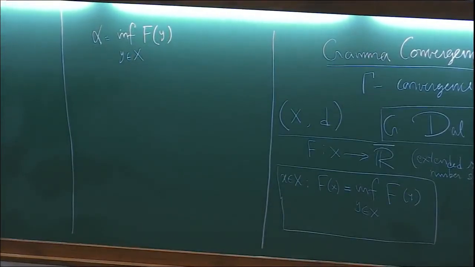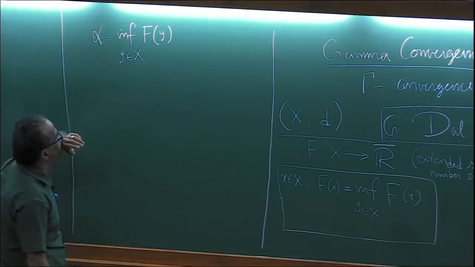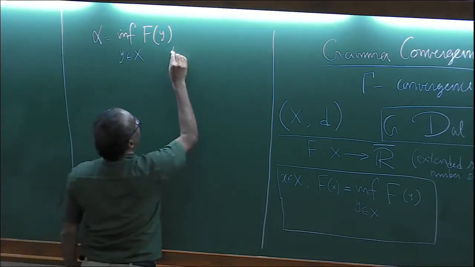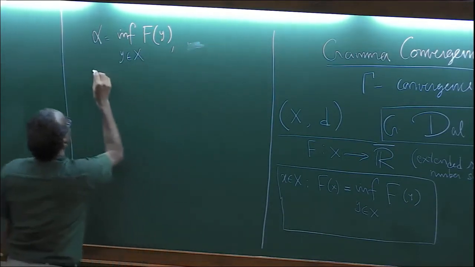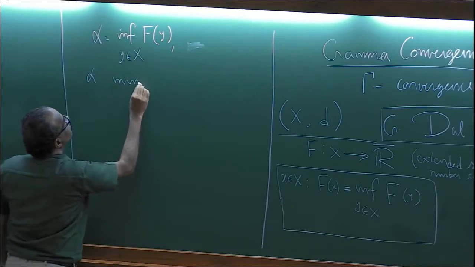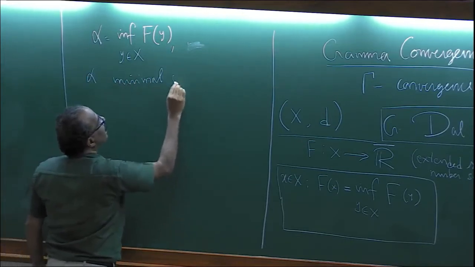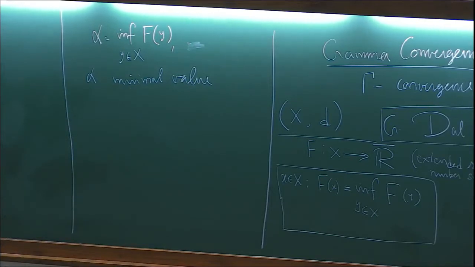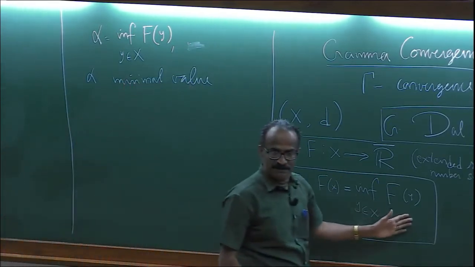When f is identically infinity, the minimum is infinity. So you naturally assume x is a non-empty set, so you don't have that kind of pathology. Okay, infimum. And this is called a minimal value. Alpha is called a minimal value. So I will not be repeating that again. Keep in mind that the minimum value may exist all the time.